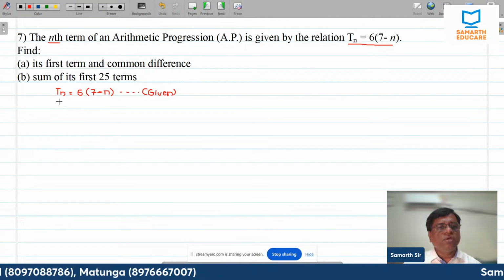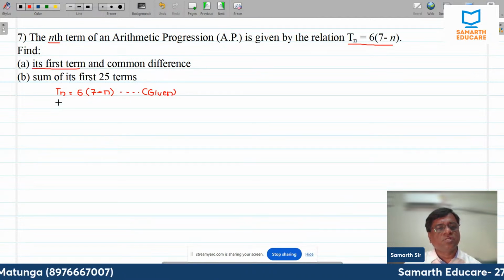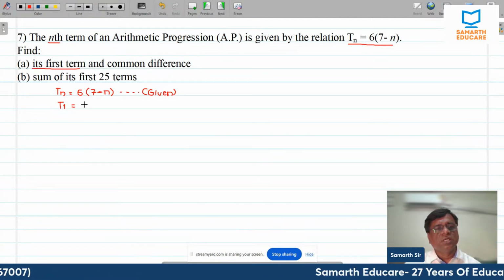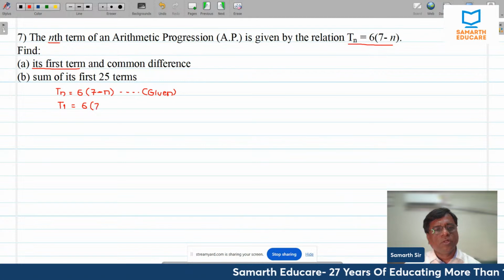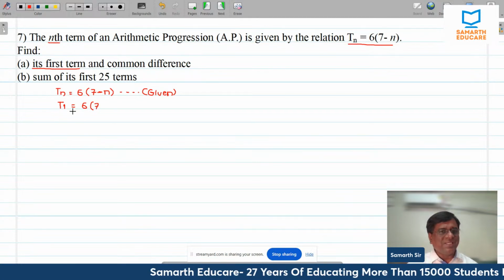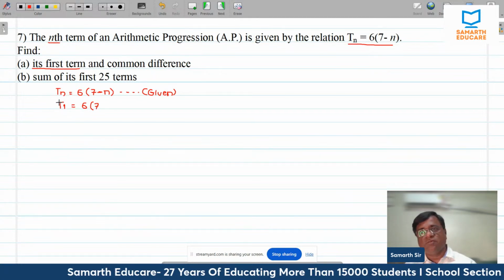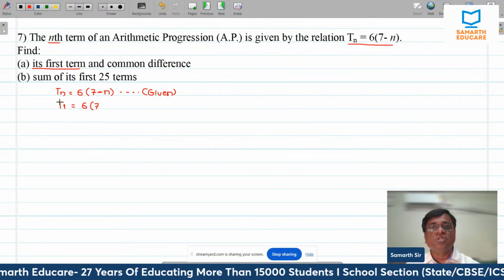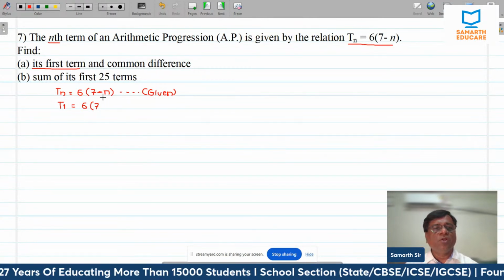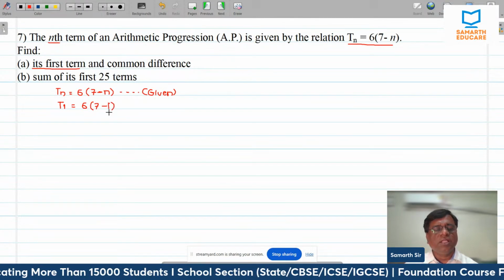Okay, the first thing that is required is the first term. So how do we find the first term? Tn is given to you and you are looking for t1, the first term. So instead of n write 1, wherever you see n, write 1.